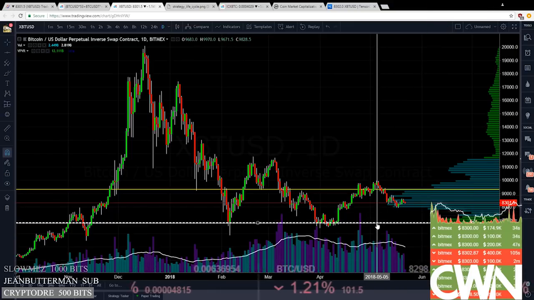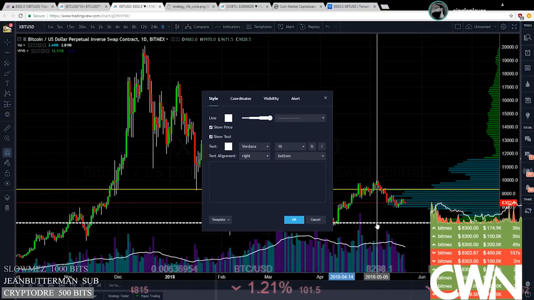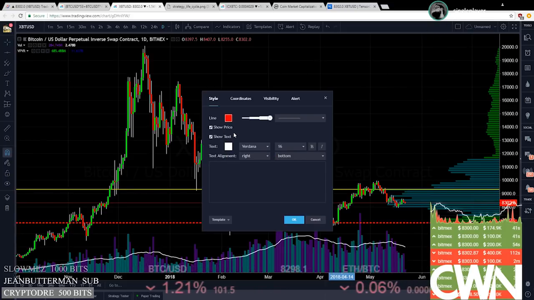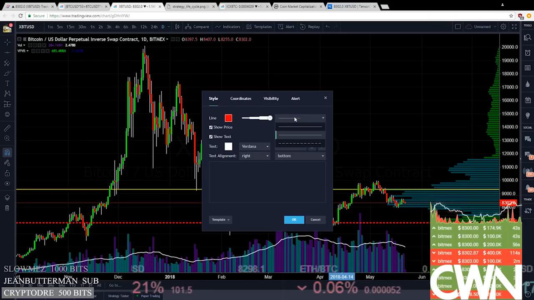There you go. All right. I think the issue is multiple people use this TradingView, so sometimes some of the tools cross over and get locked while we're using it.